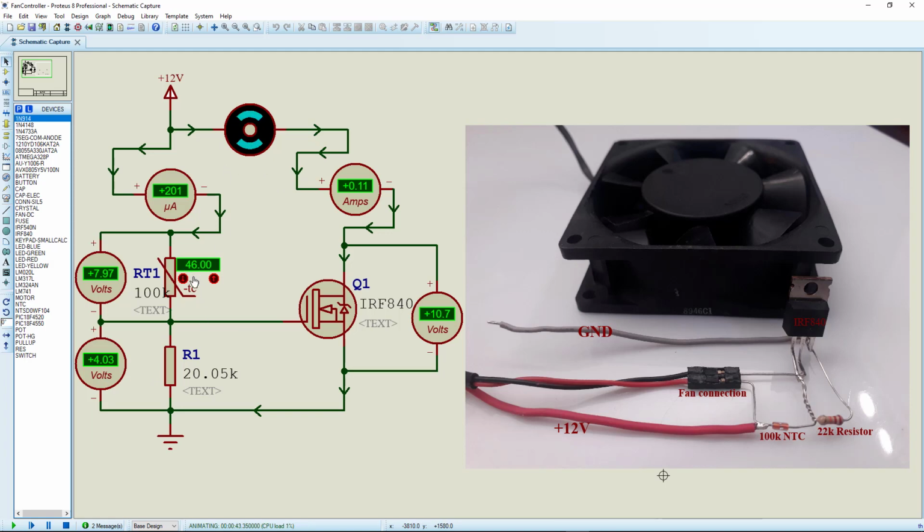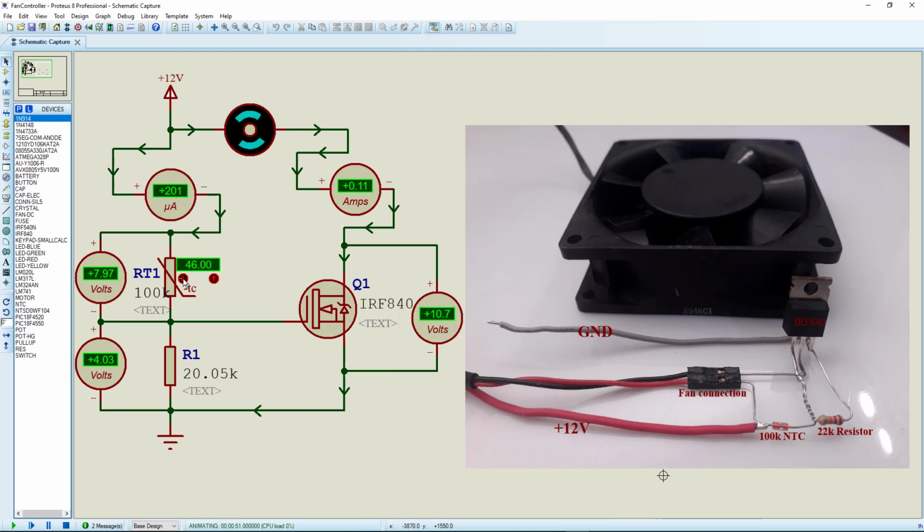Now I'm at 46 degrees. That means my temperature was set at 45 degrees. So this 20.05 kilo ohm means the fan will start turning at 45 degrees. And now see what's happening to the voltage drop across the FET. The voltage drop across the FET is decreasing. It's no longer 12 volts.